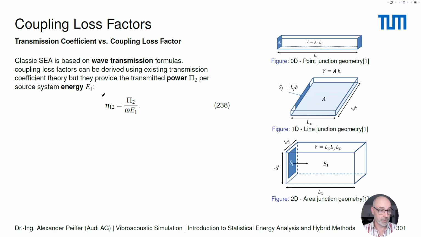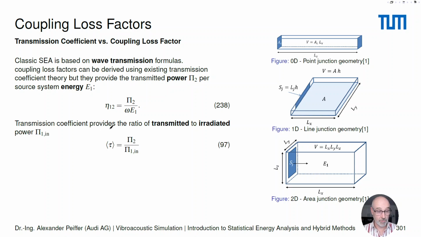I mean, the coupling loss factor, that's the relationship more or less between the transmitted power and the source system energy. So the quantities are the power as given here and the energy of the sending system. The transmission coefficient definition is slightly different. That is the ratio of the transmitted power to the irradiated power. So that's something different.